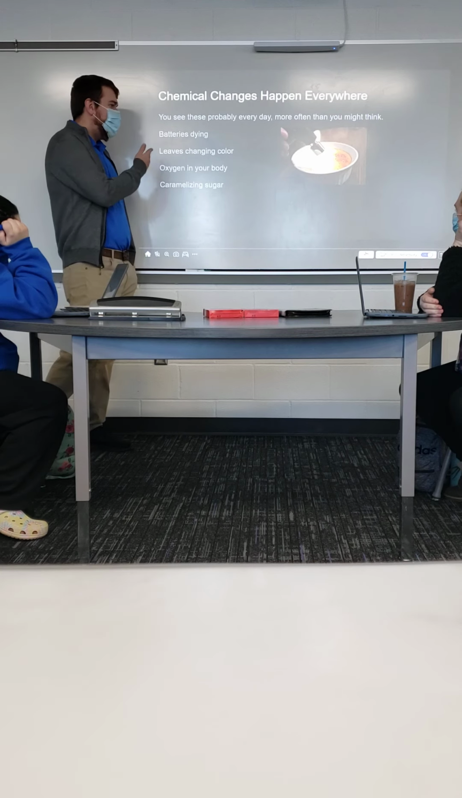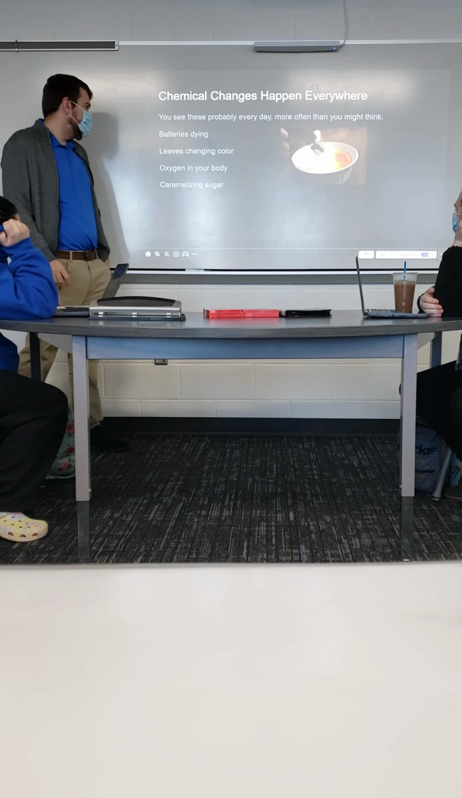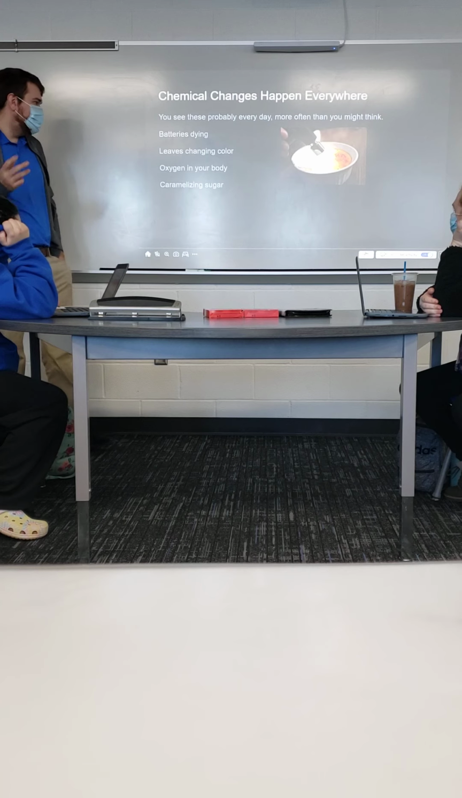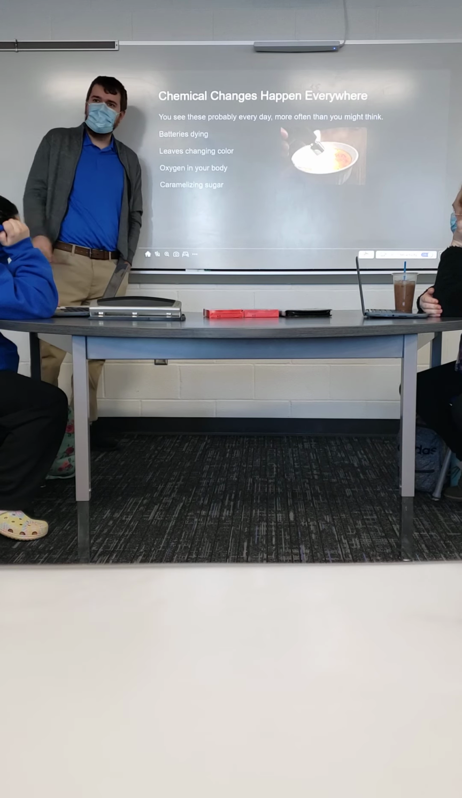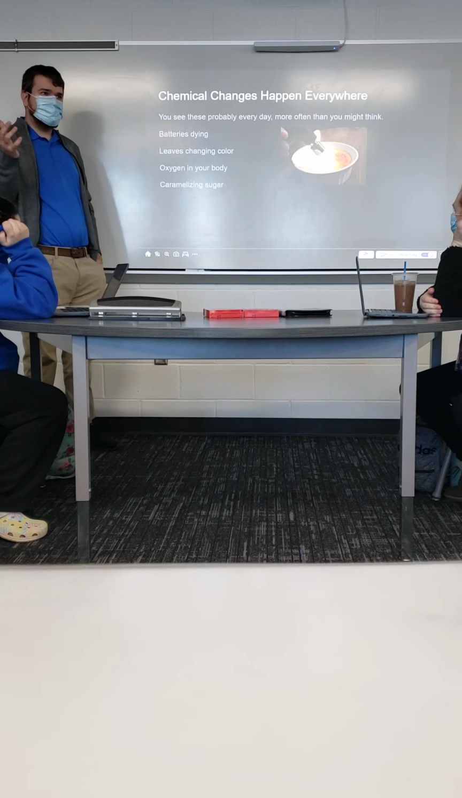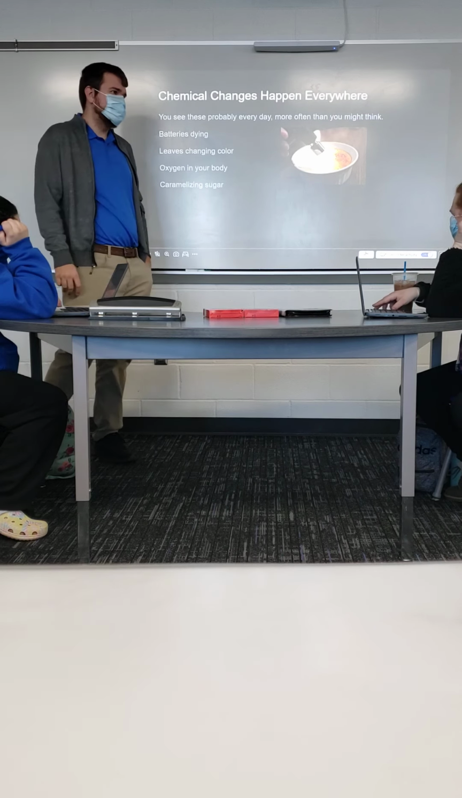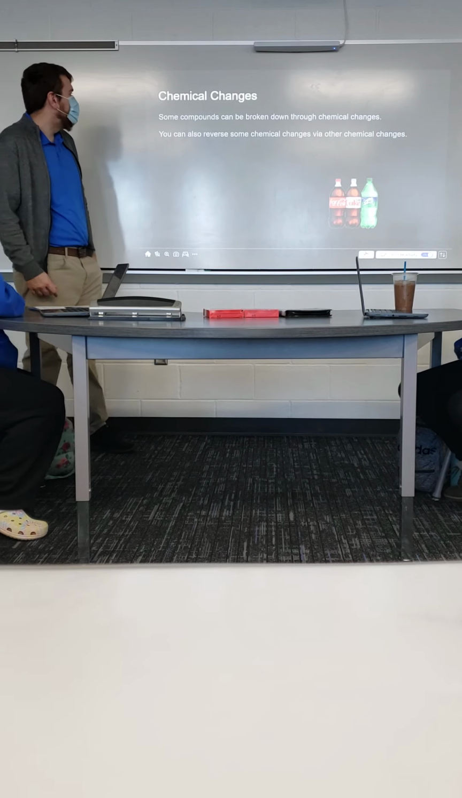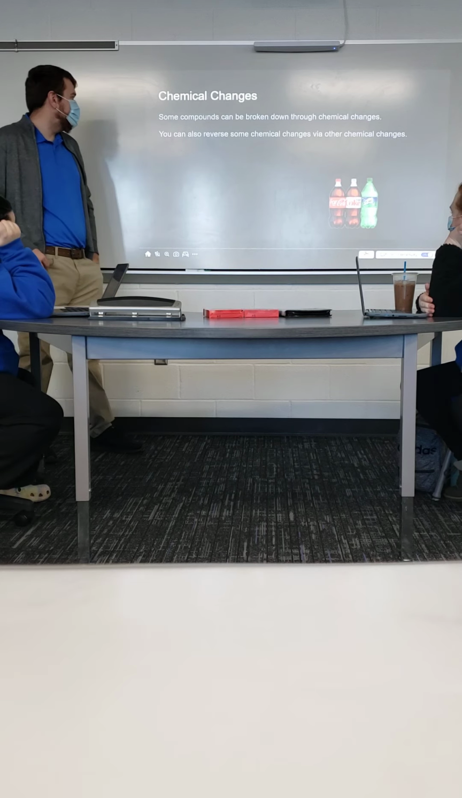So batteries dying, that's a chemical change. The chemicals within them are being used. Leaves changing color, oxygen in your body, caramelizing sugar. Actually, the leaves changing color is an interesting one because whenever something happens to something and its color changes, a lot of time that indicates a chemical change is happening. So some compounds can be broken down through chemical changes.